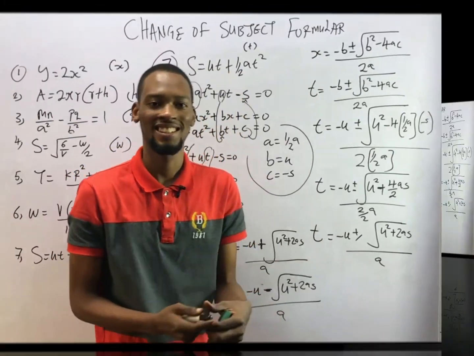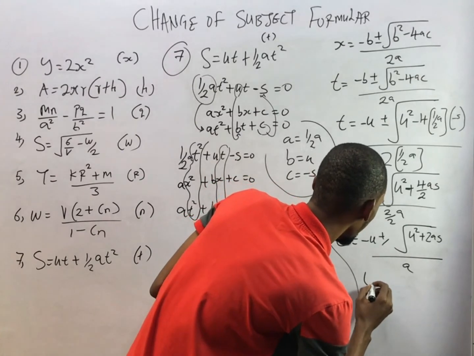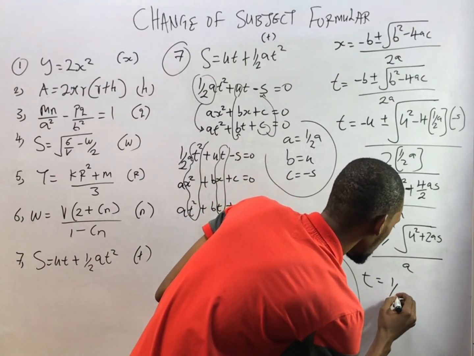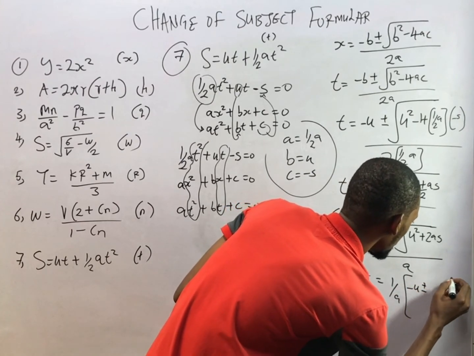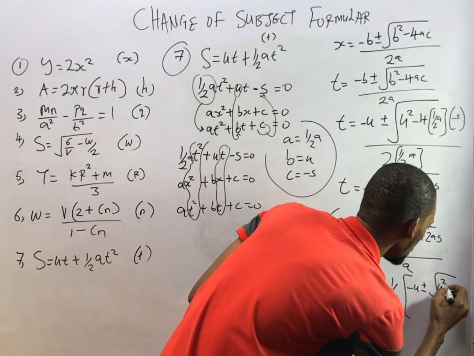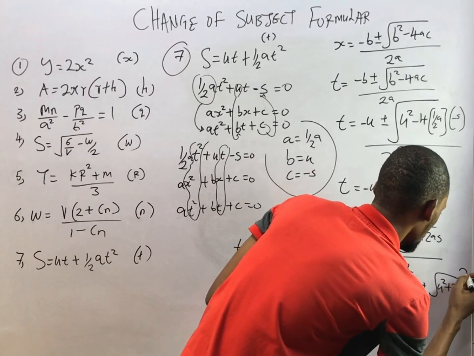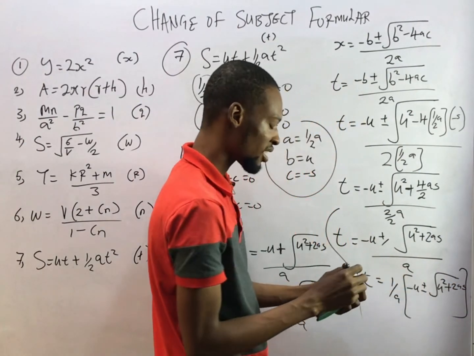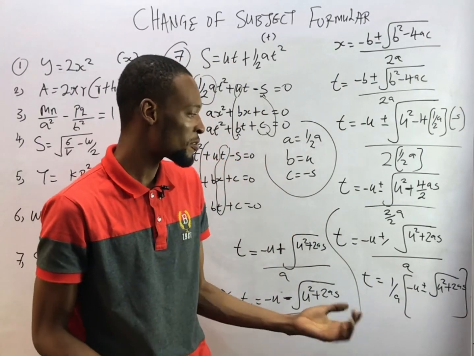So that's your answer. To make it easier to read, you can say t is equals, bring this 1 over a out, 1 over a times minus u plus or minus the square root of u square plus 2as. So it's the same. I'm just bringing a out to make the equation look finer also. So that's that on change of subject formula questions.